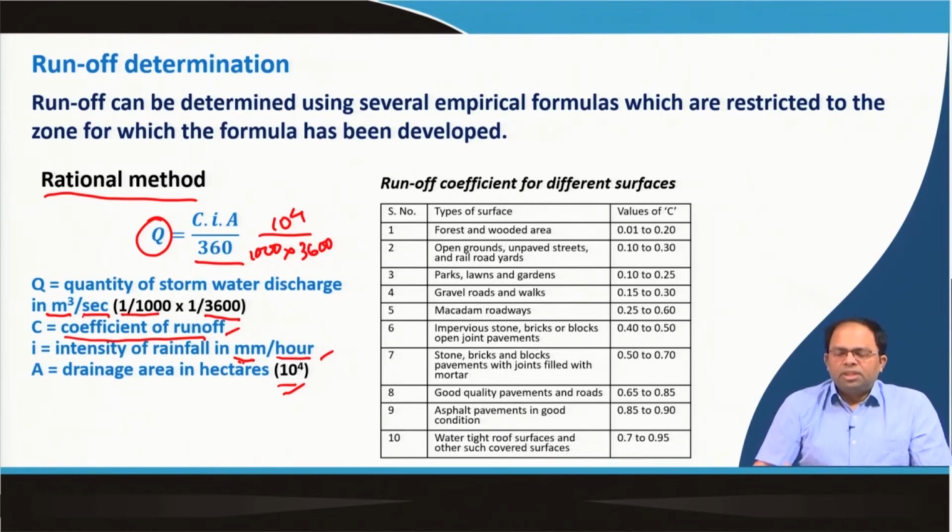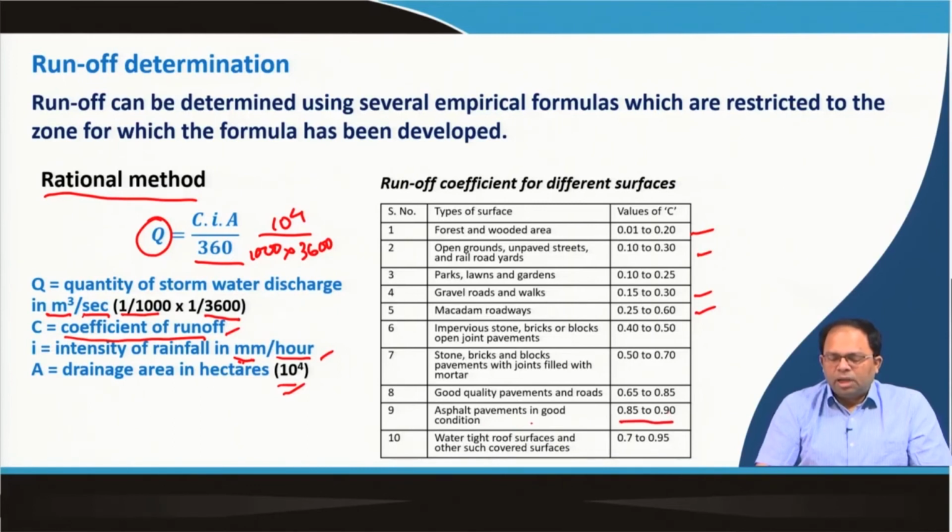Now, let us see the values of C. For forest and wooded areas, it is around 0.01 to 0.2, which determines the amount of rainfall that gets into the soil and other kinds of losses. For open grounds and unpaved streets, it is 0.1 to 0.3. For parks, lawns and gardens, 0.1 to 0.25. Gravel roads and walks, 0.15 to 0.3. Macadam roadways, 0.25 to 0.6. Impervious stones, bricks and blocks, 0.4 to 0.5, and so on. So, as you can understand, the more impervious the surface is, the higher is the runoff coefficient.